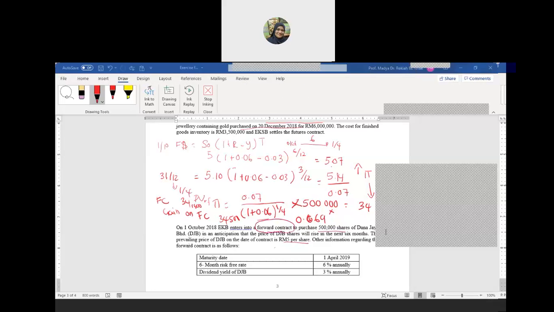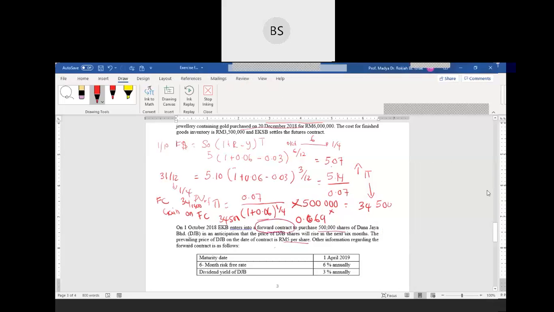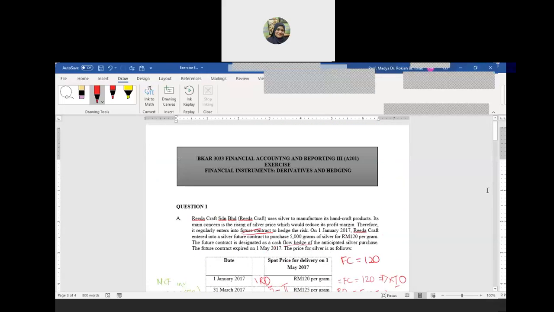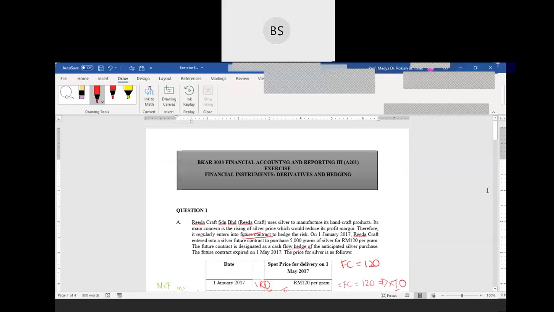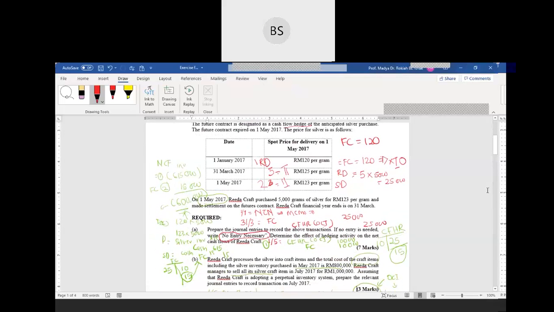Doctor, I want to ask about question number 1A. Just now, Doctor mentioned the effect on the net cash flows. I am a bit confused because I missed the explanation about the 600,000. Okay, for the effect on the net cash flow here, you just look at the journal entries that relate to cash flow.